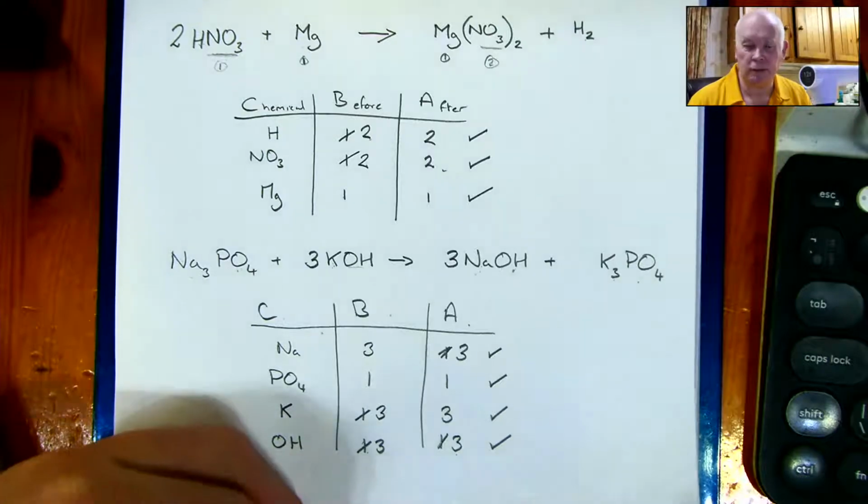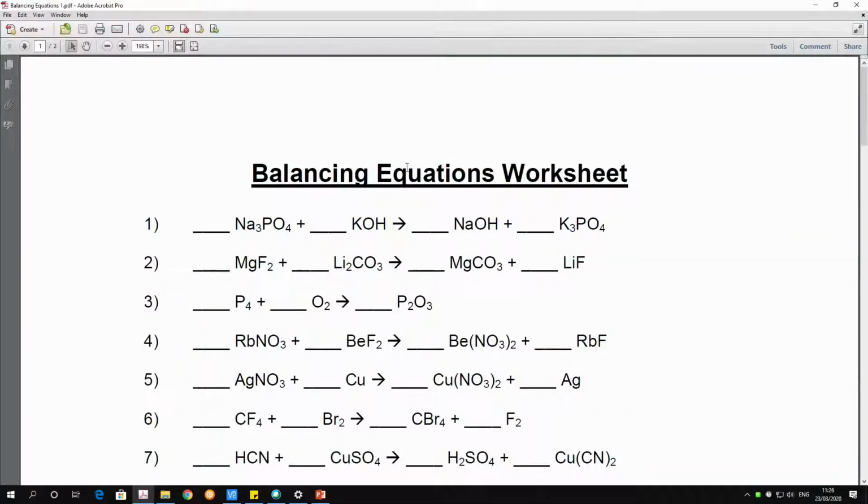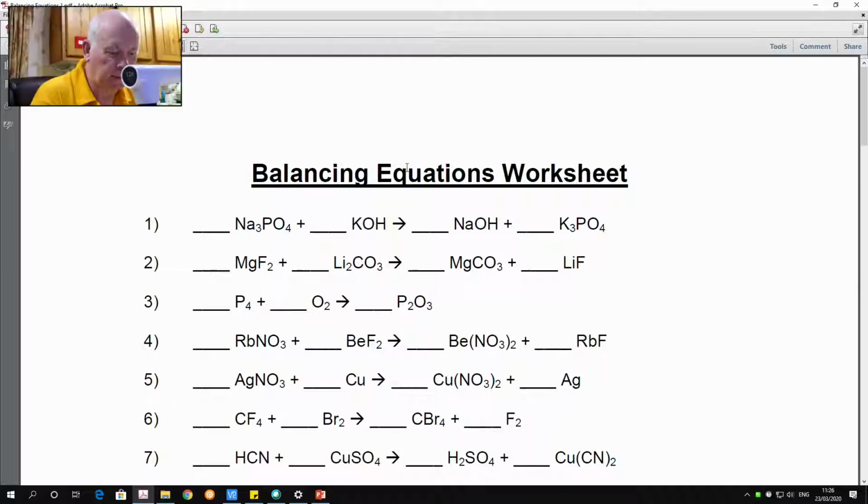Let's have a look at another problem. The next one on this list is looking at magnesium fluoride, MgF2. This is going to react with Li, lithium, and then going together, CO3 makes carbonate. And this is going to give me magnesium carbonate, MgCO3, plus some lithium fluoride.